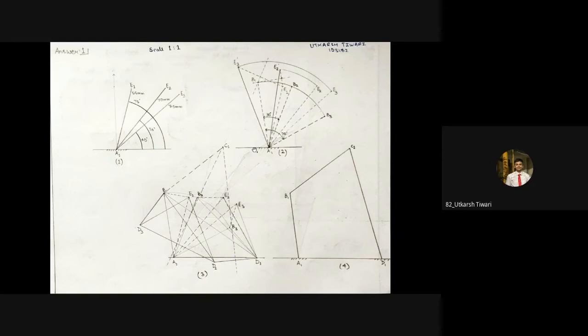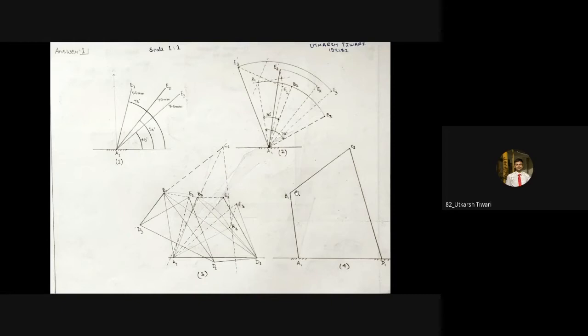Then we have to draw the mid normals of E1E2 dash and E1E3 dash and let them intersect at B1. Now we have to draw the input links A1B2 and A1B3 by rotating B1 with respect to A1 in clockwise direction by 30 degrees and 70 degrees respectively, so that we can get B2 and B3.